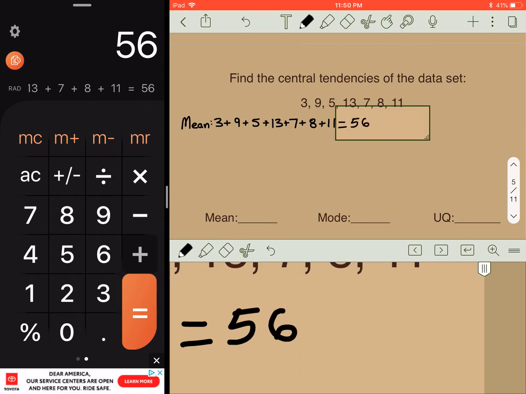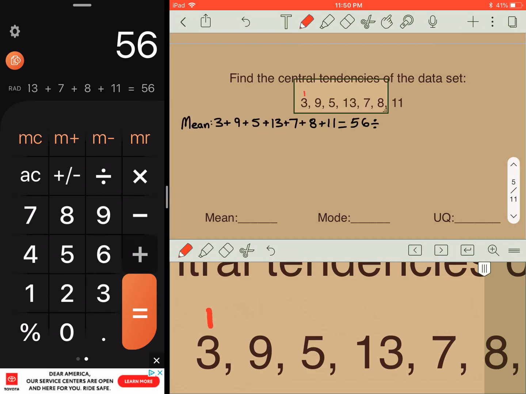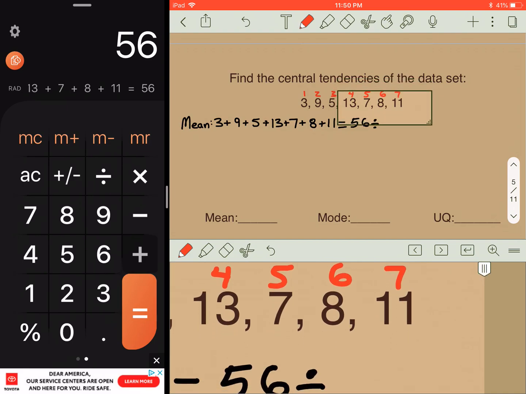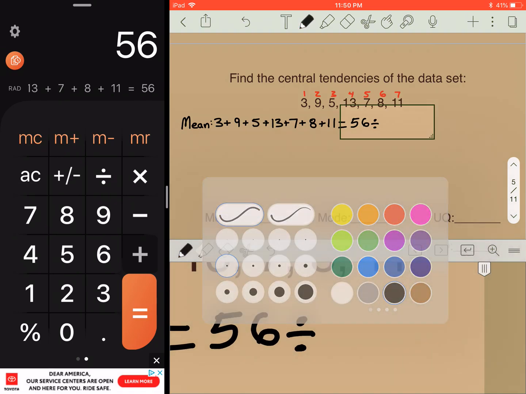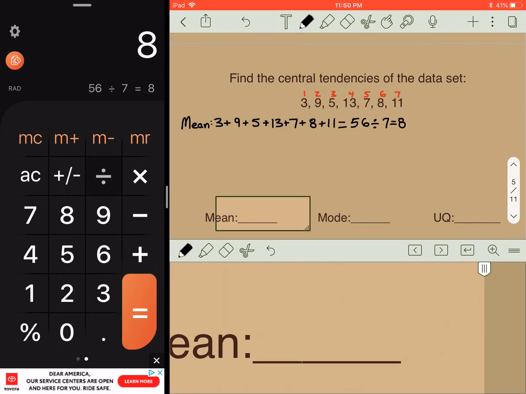The mean is not found by just adding the numbers together. To find the mean, we have to add all of the numbers together and then divide by how many numbers there are in our data set. So if I go back up here, how many numbers are in my data set? I have 1, 2, 3, 4, 5, 6, 7. So I have 7 numbers in my data set, so I'm going to divide by 7, and 56 divided by 7 gives me the answer of 8. So the average number in this data set would be 8. The mean would be 8.